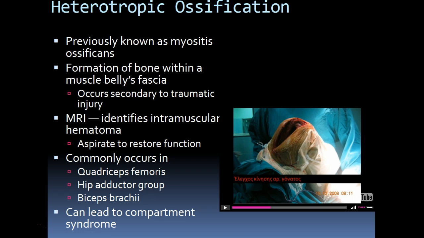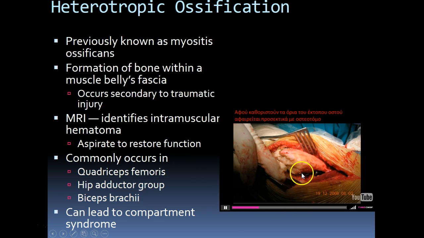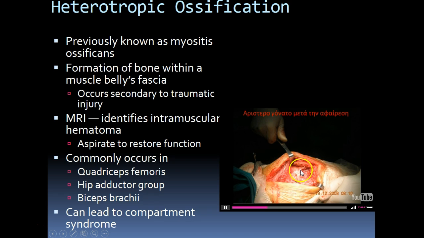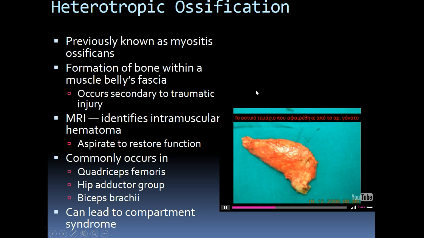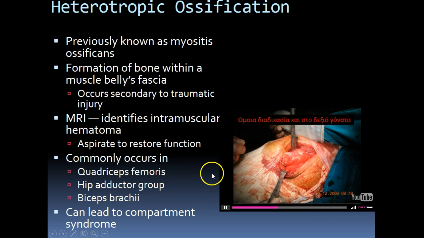But believe me, it could also happen anywhere else. So hip adductor, and then the biceps brachii in boxing. Our concern is that if we don't care for this, in other words, if we have that massive bone formation like we do here, it can lead to compartment syndrome. In other words, that bone could start to compress on the nerves supplying that particular muscle, and that can become an issue as well. But you can see the mass that they removed.